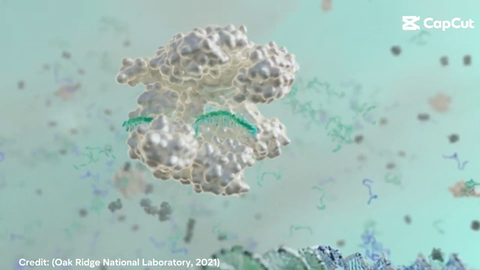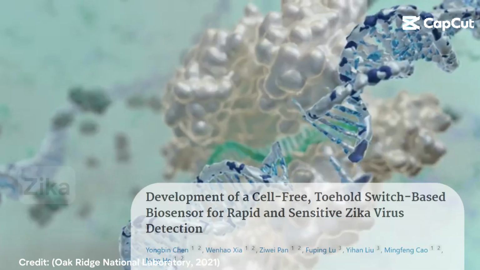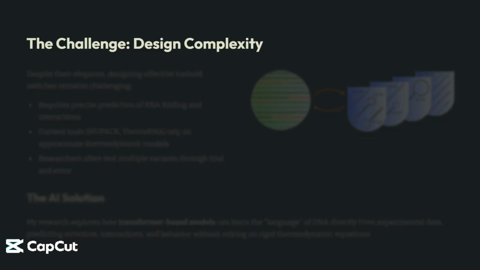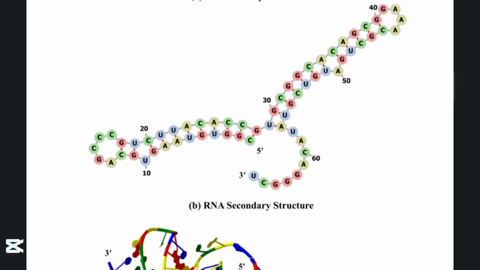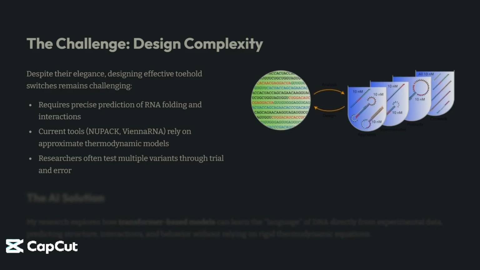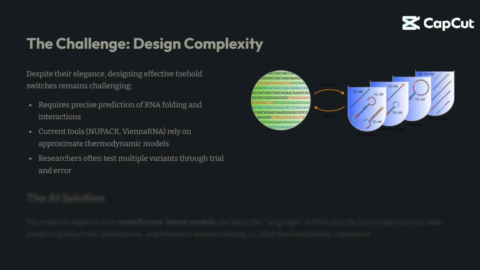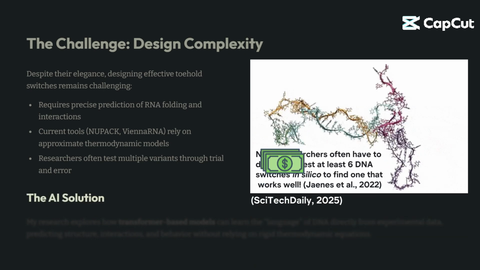These switches can be easily programmed to detect RNA from viruses like Zika, Ebola, or SARS-CoV-2. However, designing them can be difficult. Performance depends heavily on sequence-dependent RNA folding and stability. Additional tools like NUPACK and Vienna RNA use thermodynamic models to simulate RNA structure, but they often miss key biological complexities. This makes toehold design a trial and error process that's costly and slow.